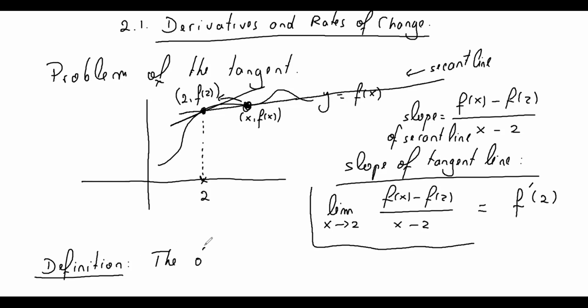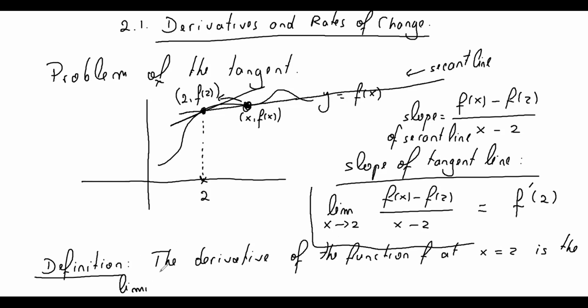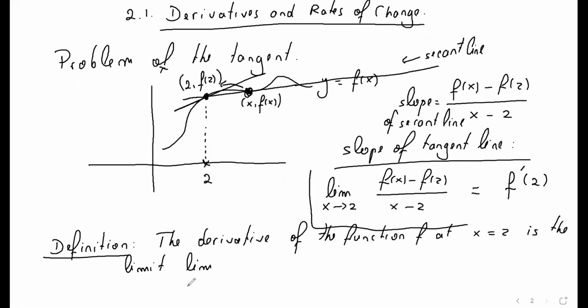The derivative of the function f at x equals 2 is the limit, and I'm going to say here exactly the definition that I wrote up there: limit as x approaches 2 of f of x minus f of 2 divided by x minus 2. And that is denoted like that, f prime of 2.